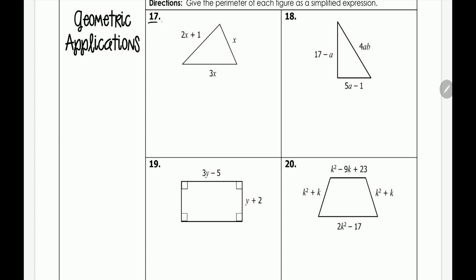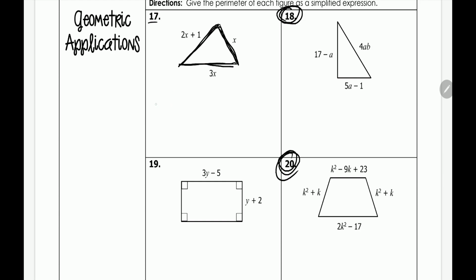So if we look at number 17, I'm only going to do 2 of these because we don't really need to touch on it as much. And I'm going to have you do number 18 and number 20 by yourself. Just make sure that you pay attention and that you combine like terms where you're supposed to. So if we look at number 17, we're trying to find the perimeter. And remember that we're going to add all of the side lengths together. So we're going to add this side length plus this one plus this one. And that's going to give us the perimeter of the shape.